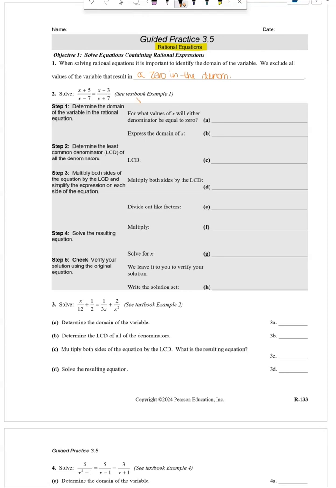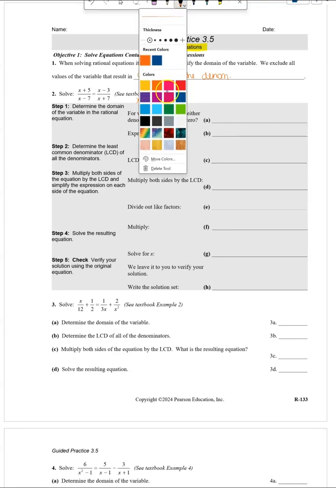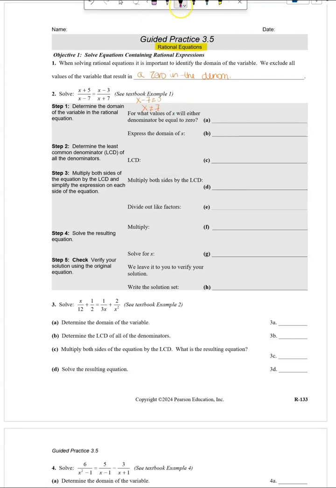So if we set x minus 7 not equal to 0, we just add 7 to both sides, so x cannot equal 7, right? Same thing, let's change colors. If we set x plus 7 not equal to 0, and we subtract 7 from both sides, we get x cannot equal negative 7. So for what value of x will either denominator be equal to 0? Well, that's going to be x cannot equal negative 7 or 7, right?